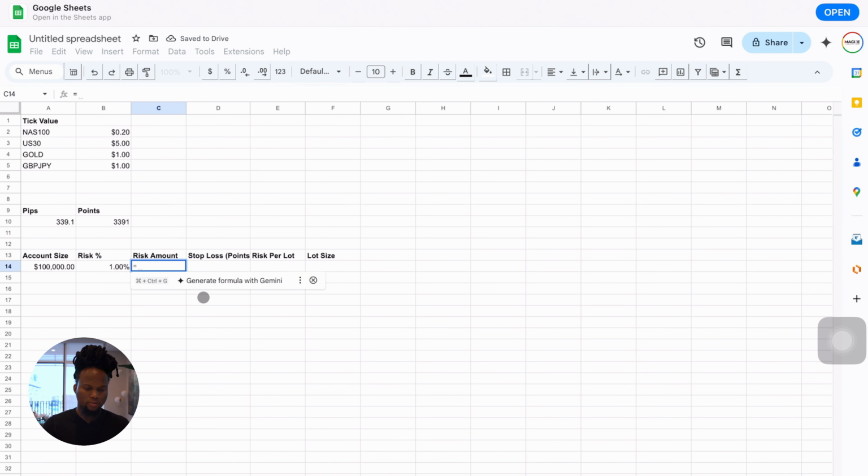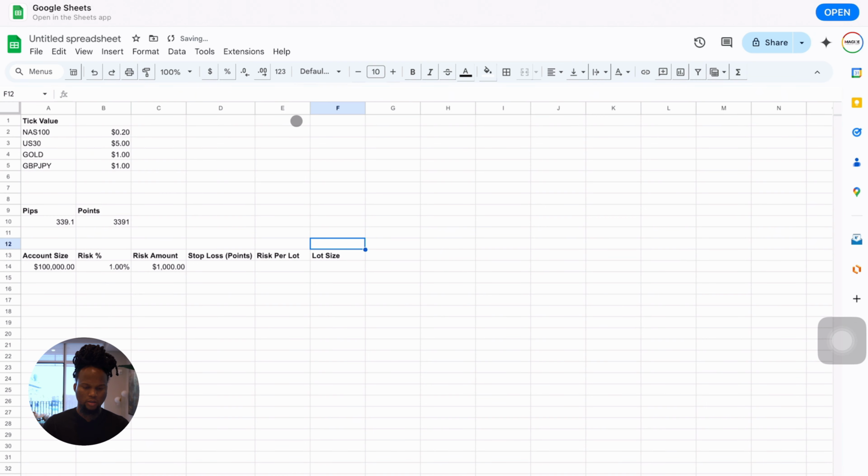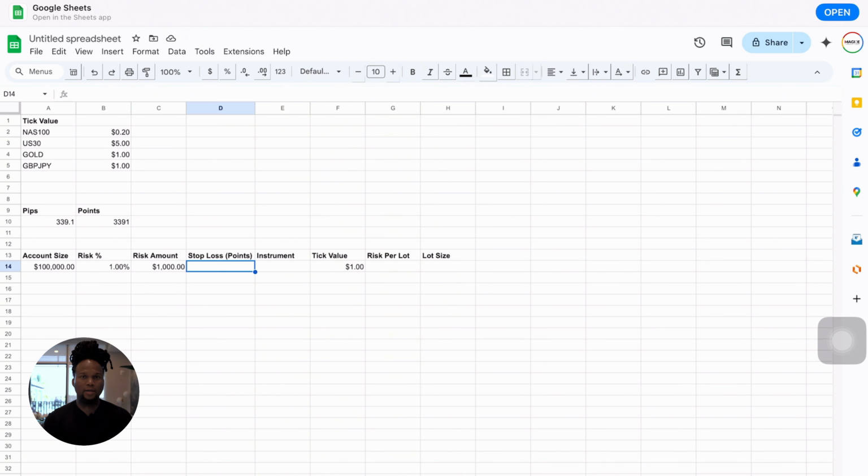So the risk amount, let me tell you the formula. Risk amount is going to be this times this, right? It's going to be risk percentage times account size. Now stop loss in pips, risk per lot, you're going to need to know the tick value. So this is really like an upgraded version of the lot size calculator where you're able to calculate anything, right?